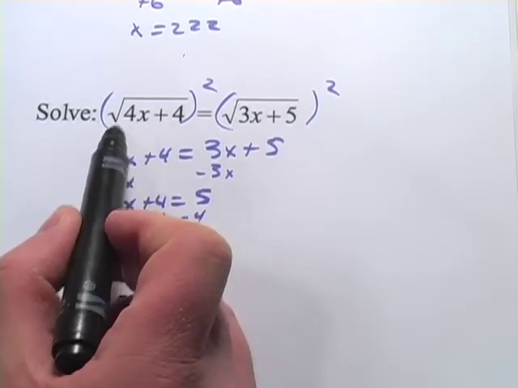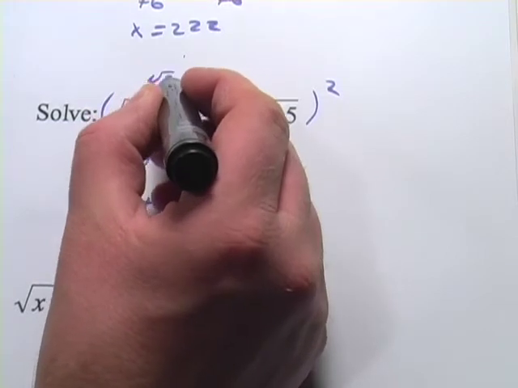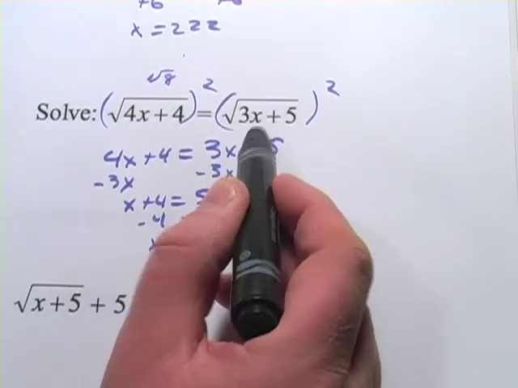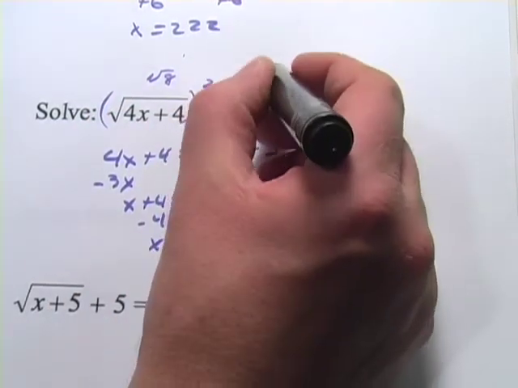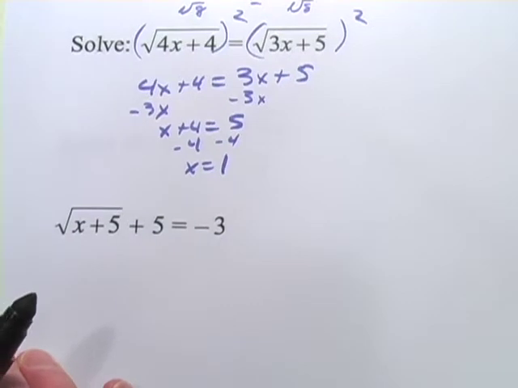Here, we've got 1. If we plug in 1 for x, we would get 4 plus 4. That's the square root of 8 over here. And over here, 3 times 1 is 3 plus 5. That's also the square root of 8. And the square root of 8 equals the square root of 8. So that checks out. Let's try one more.